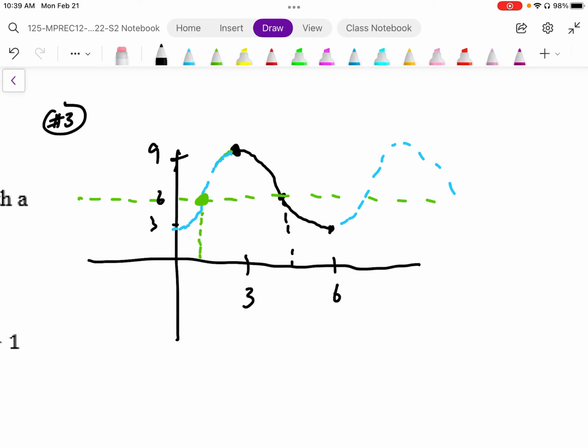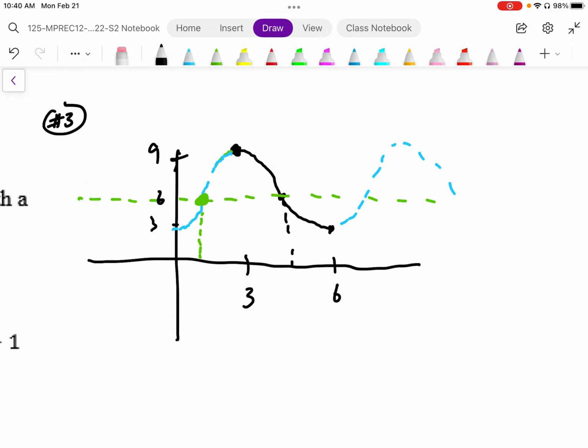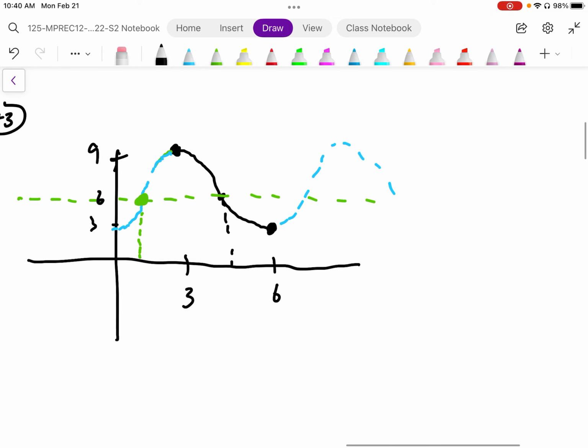In question number 3, we've been given the max point at (3, 9), which I've drawn here. Okay, we've been given a min point at (6, 3), which is drawn here. And we're being asked to find all the parts of that graph and also write the equation of that graph. So we're going to start with the amplitude.